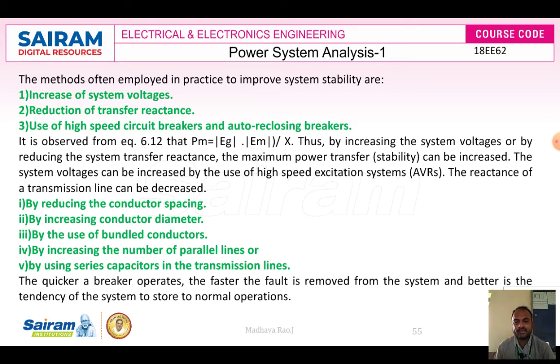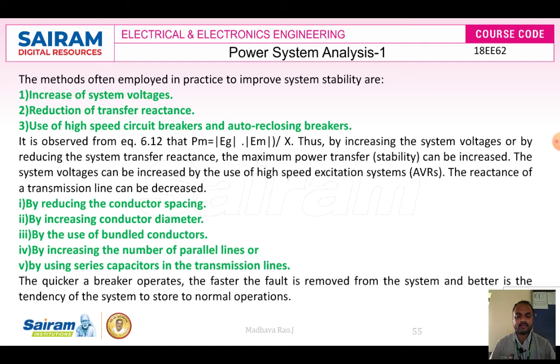techniques. By reducing the conductor spacing, by increasing the conductor diameter. But to reduce the corona effect in transmission lines, we are using bundle conductors. Bundle conductors means combining two or more conductors, 2 or 3 conductors; if you combine them, that is called bundle conductors. Due to that, AC noise and blue voltaic light, the corona effect will be reduced. By reducing the conductor spacing, by increasing the diameter, by the use of bundled conductors.